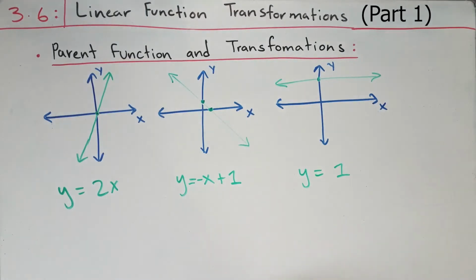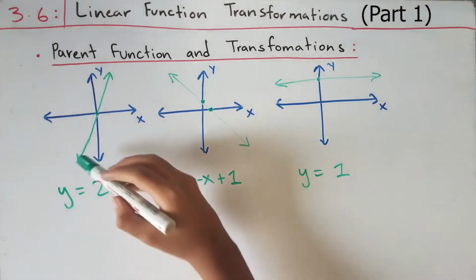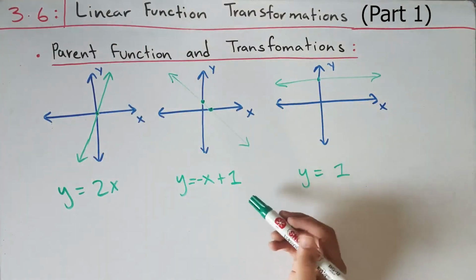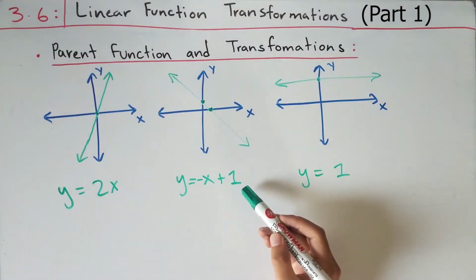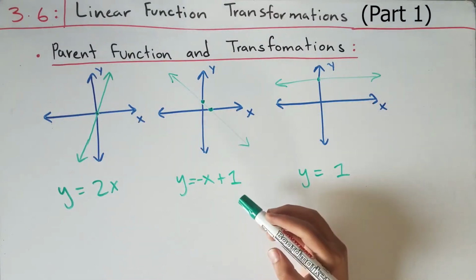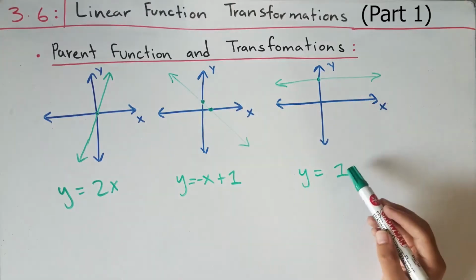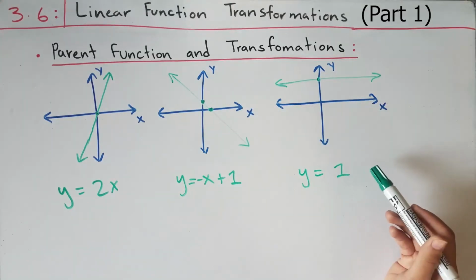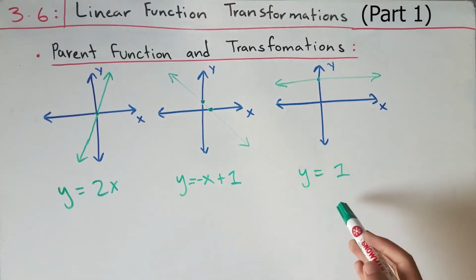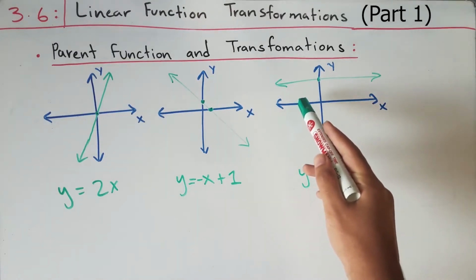So if we look at y equals 2x, you get a line that passes through the origin, but it's steep. If you look at y equals negative x plus 1, the slope is in the reverse direction, but this time you're not passing through the origin. Instead, your y-intercept is 1. In this case, you have a flat line, so you have no slope. And for this flat line, you're crossing the y-axis with the y-intercept of (0, 1).